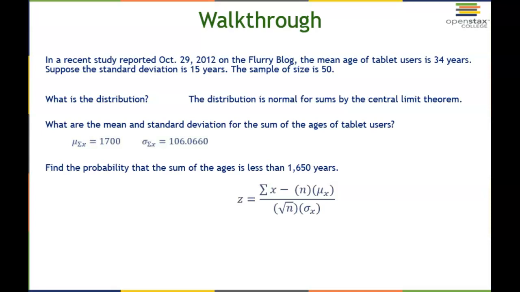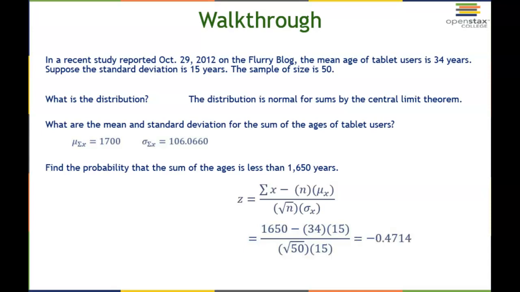That's the 106.0660. So you could also plug that value in. I just keyed in the raw values because that's what I was thinking at the time. And we get 1650 minus 34 times 15, all divided by the square root of 50 times 15.